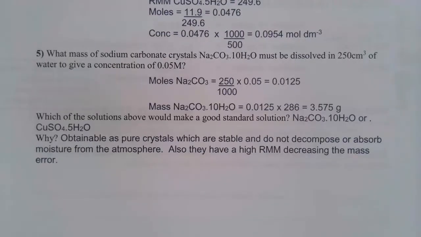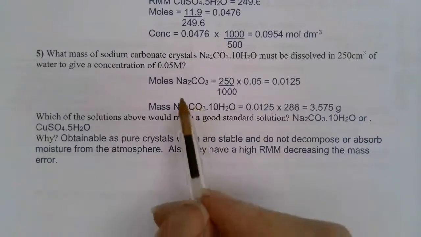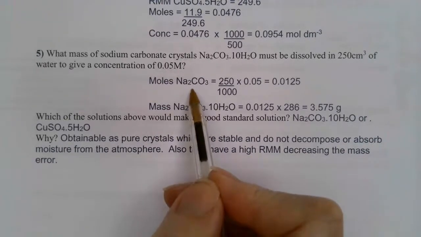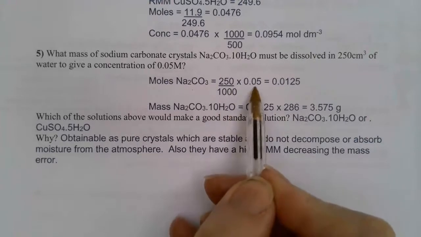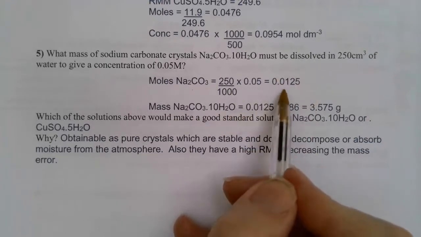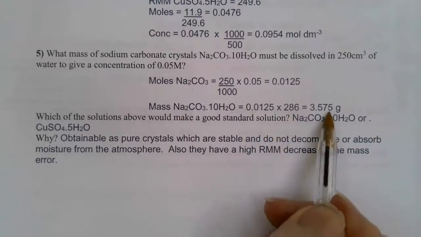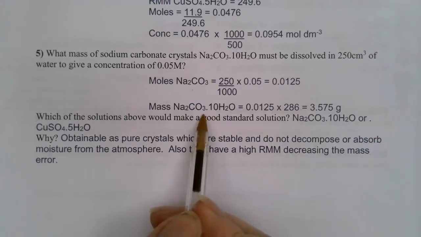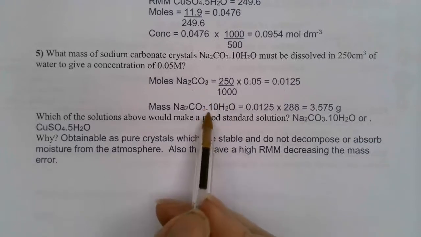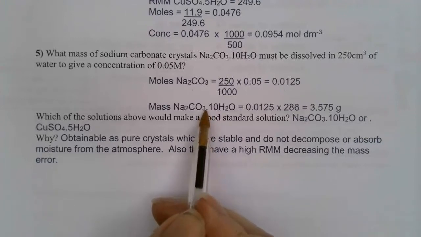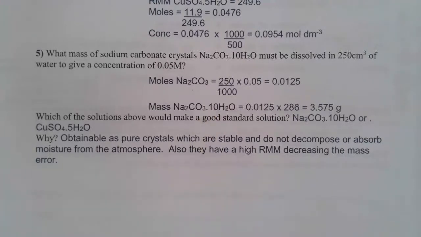We can also use this idea to work backwards to find the mass given an amount of concentration. So again, I've worked out the number of moles, volume divided by 1,000 times concentration to give me this. This is the number of moles, and then I've times it by the RMM to give me the mass. In this case, because we're making up crystals which are hydrated, I've got to include the mass of the water. This dot 10 just indicates I've got 10 waters of crystallization.